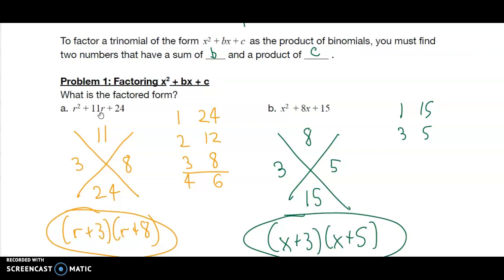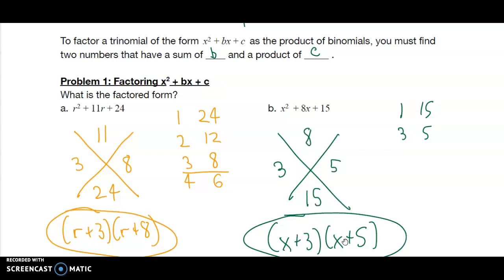So trying that again with some other numbers, if I want two numbers that are going to add to give me 8 and multiply to give me 15, there's only two options. I could use 1 times 15, or I could multiply 3 times 5. And we know that 3 times 5 is going to work because, again, I need to add to get that middle term. 1 plus 15 is going to give me 16, not the 8 that I need from that middle. So if I take 3 plus 5, it gives me 8, and 3 times 5 gives me 15.